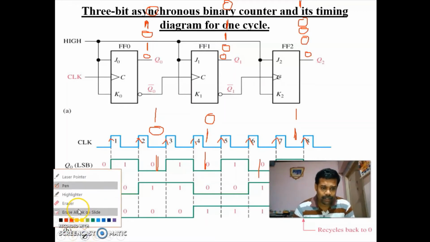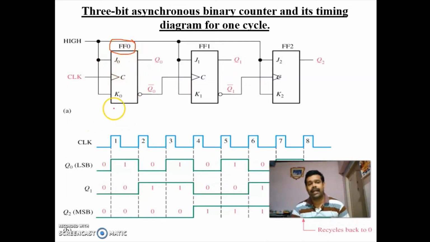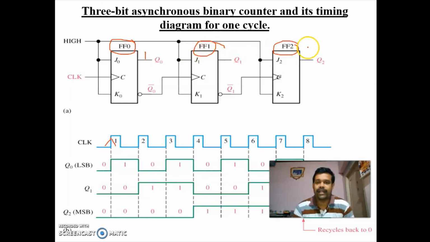You have to remember a few things. This flip-flop 0 will conduct during every positive edge, or it will toggle its output every positive edge. Similarly, this second flip-flop will be conducting only if you are having 1 at the Q naught. And another thing, the flip flop 2 will conduct only if the flip flop 1 is conducting. If flip flop 1 is not conducting, 2 will also not conduct. Okay. So this is the operation.